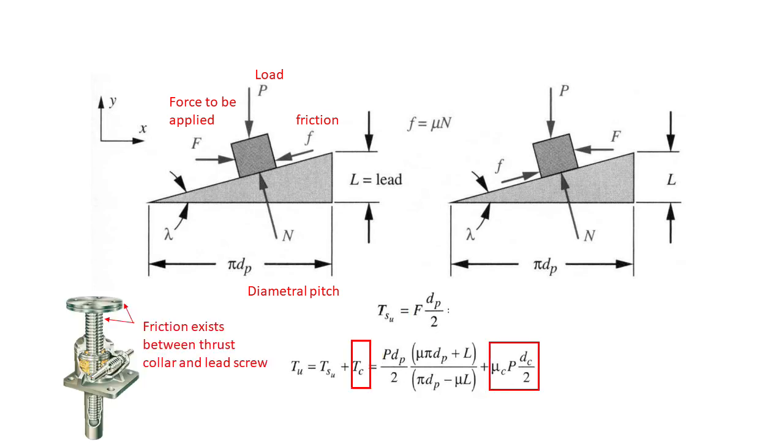In some systems like a power jack, there will be additional friction between your moving part, the lead screw, and the stationary part, the thrust collar. So you will need to overcome friction there as well to move your system. So that's what the second part in the equation is.